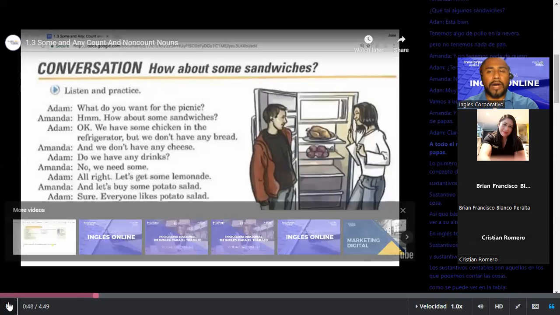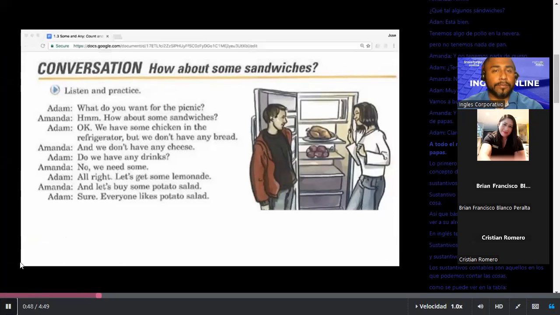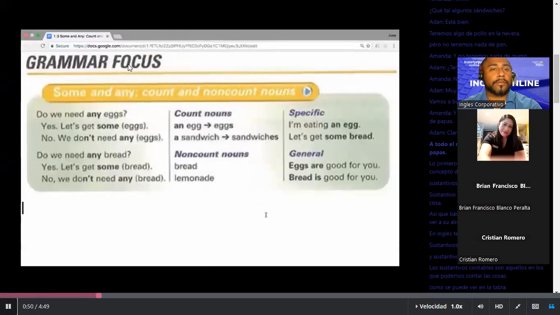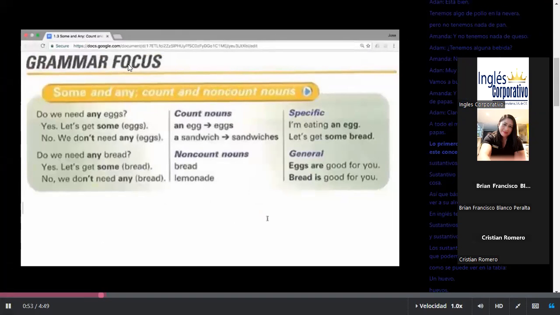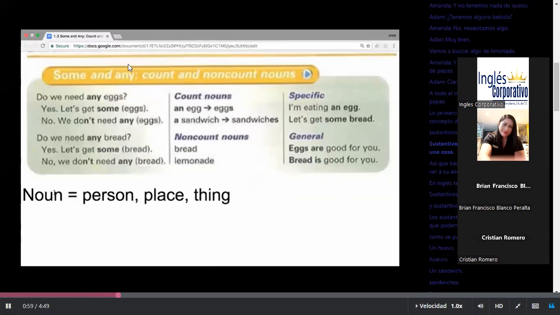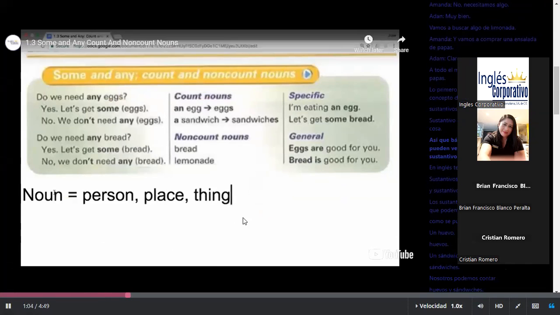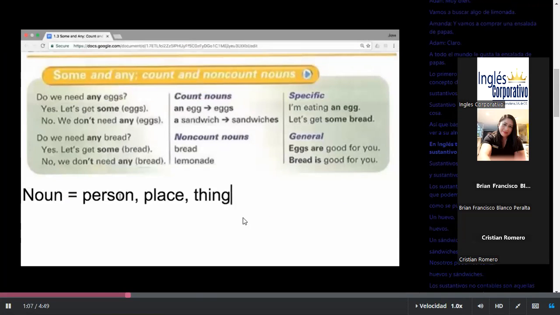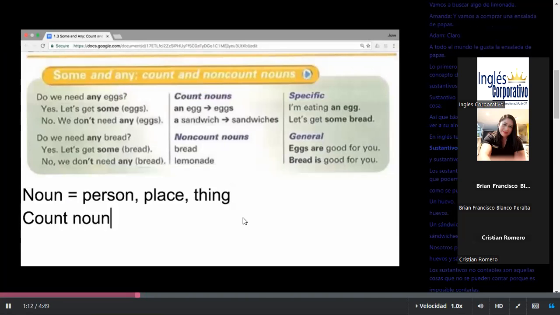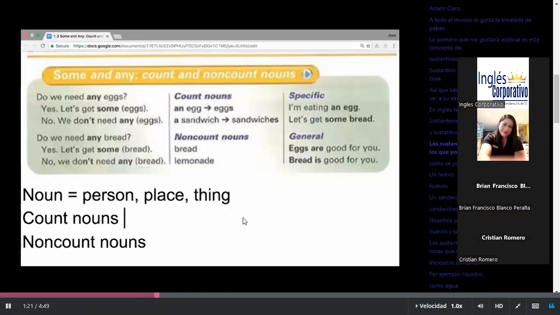Sure. So, ayer practicamos esta conversación. Ahora vamos a ver la área gramatical. Everyone likes potato salad. The first thing that I would like to explain is this concept of count and non-count nouns. A noun is a person, a place, or a thing. So basically, anything that can be seen around you is a noun. In English, we have two types of nouns. We have count nouns and non-count nouns.